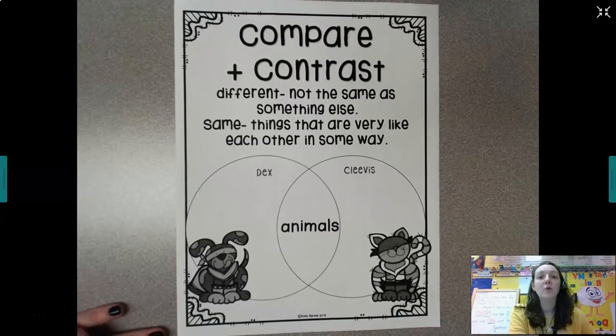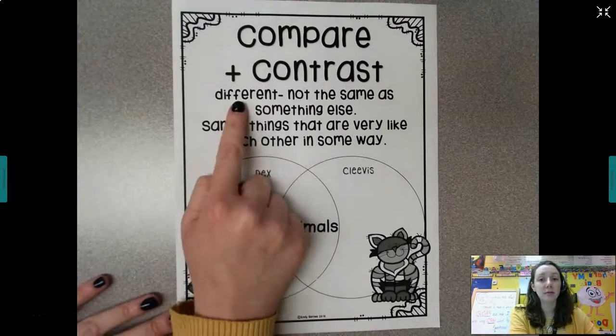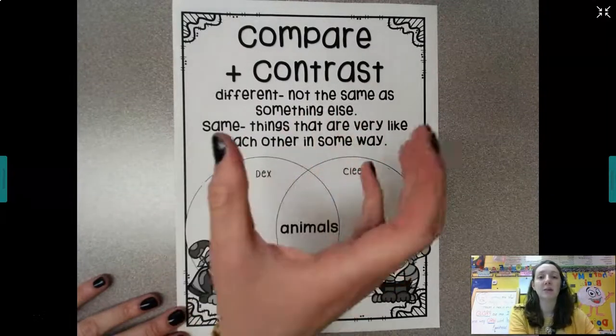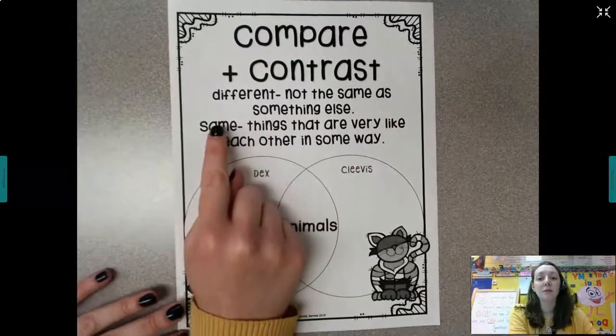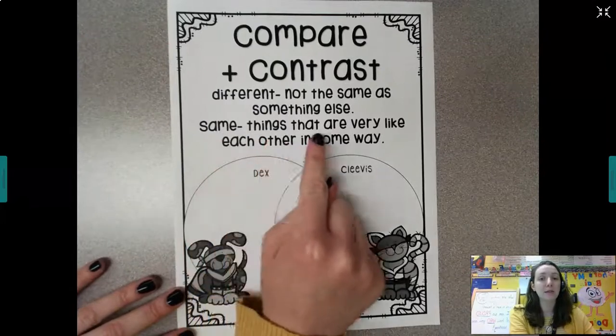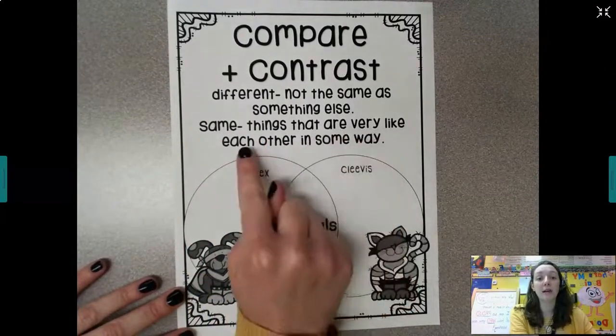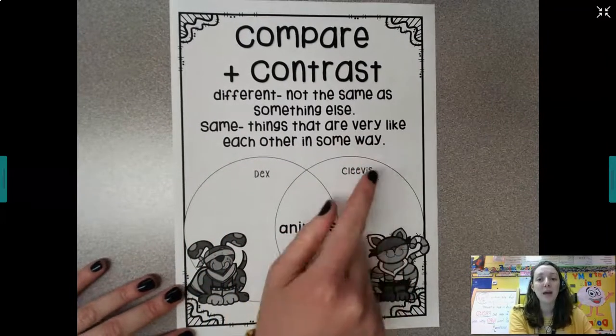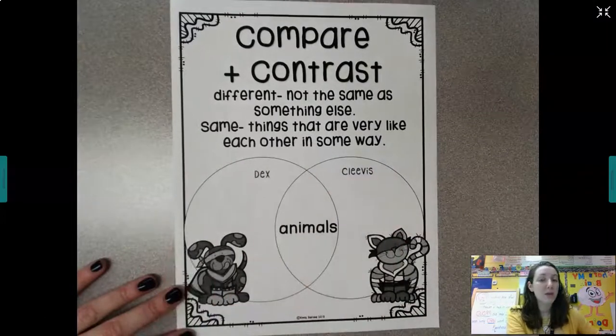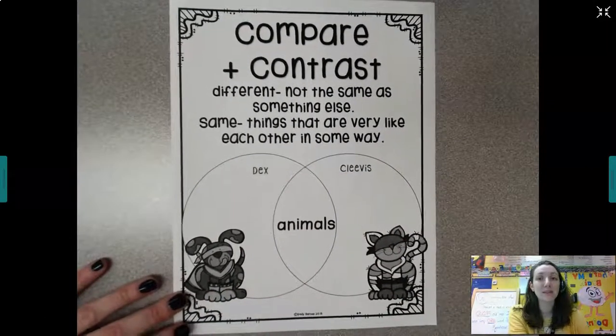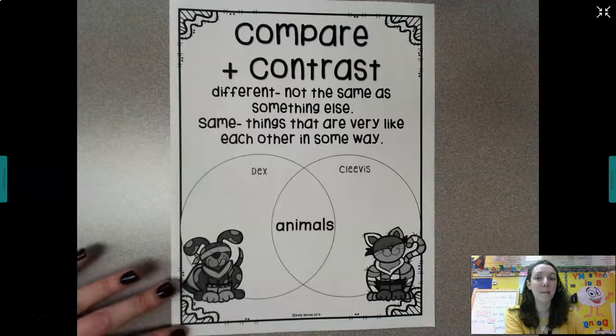So when you contrast something, it means that they're different. It's not the same as something else, so it's how they're different. If you compare things, it's how they're the same. Things that are very like each other in some way. Now sometimes you'll see this Venn diagram, but we do not use that because we use thinking maps. So we'll be using our double bubble map.